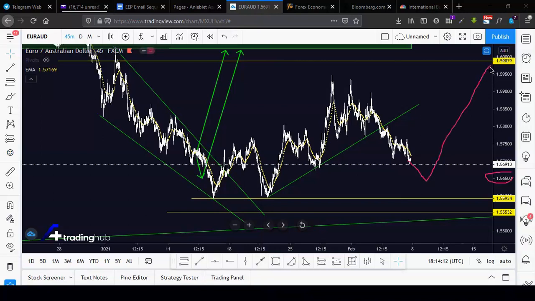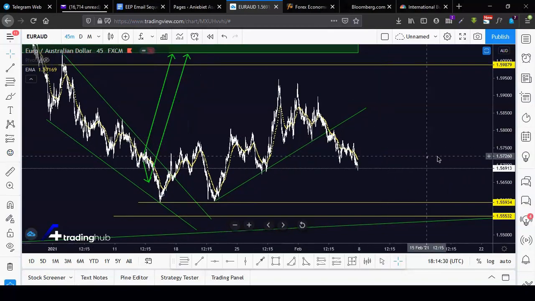If you don't get that bounce from there, we wait for it to settle at our previous entry zone. So when you get that bounce from the previous entry zone, we follow it to the upside. So I'm still bullish on euro. I'm still bullish on EURAUD.